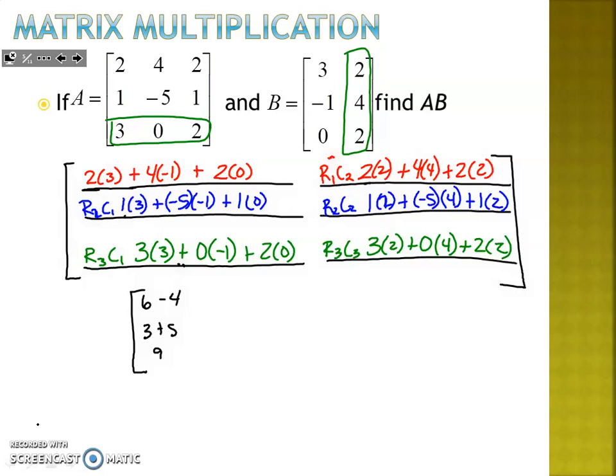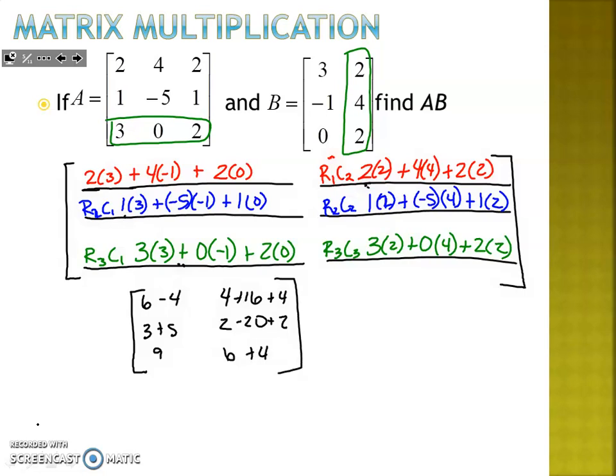Now I'm moving up to this one here. 2 times 2 is 4. 4 times 4 is 16. 2 times 2 is 4. 1 times 2 is 2. Negative 5 times 4 is negative 20. 2 times 1 is 2. And the bottom one, 3 times 2 is 6. 0 times 4 is 0. 2 times 2 is 4.